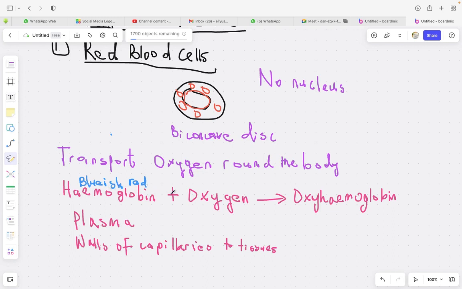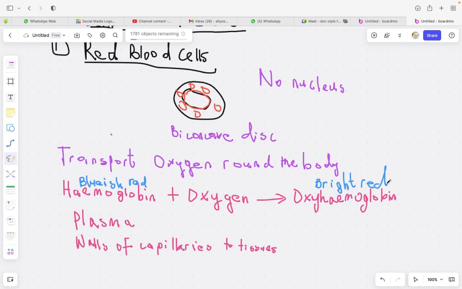Hemoglobin is bluish red. The oxyhemoglobin is what? Oxyhemoglobin is bright red. So when the oxygen leaves the hemoglobin, when the oxygen diffuses out of the oxyhemoglobin, it goes back to its bluish reddish color.